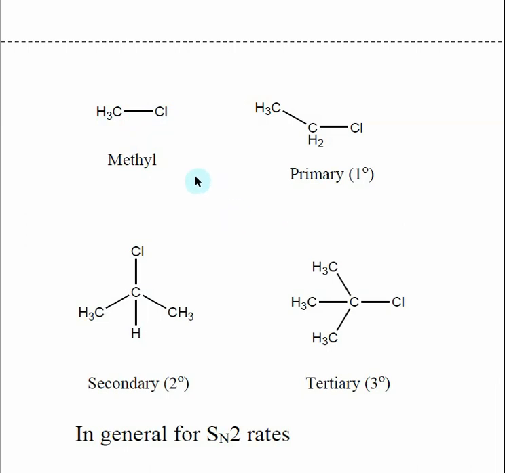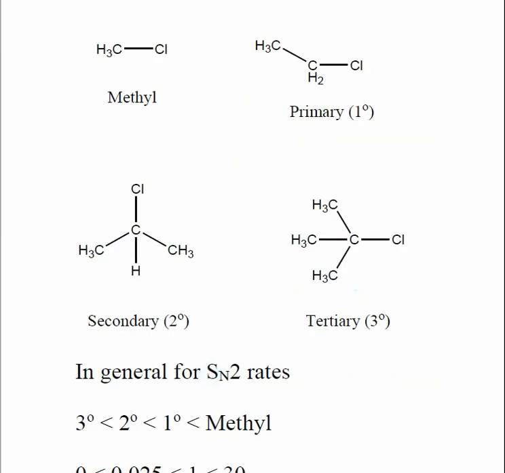So the idea is you can kind of infer this: the more alkyl groups that I attach to my electrophilic carbon, the harder it is to undergo an SN2 reaction. The more alkyl groups I have, the harder it's going to be to reach that transition state, because the transition state becomes more sterically hindered. So this shouldn't be a big surprise when we look at the rates of SN2 reactions.